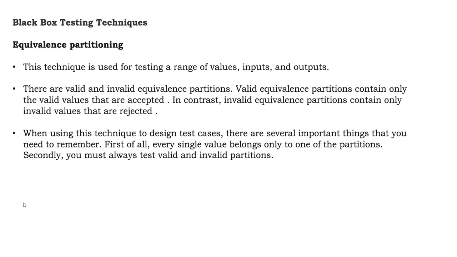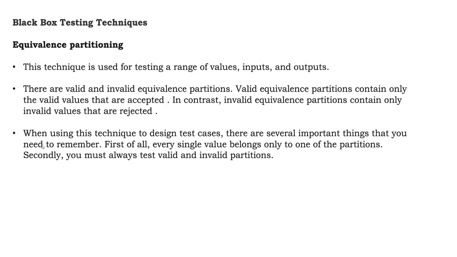So let's talk about black box testing techniques. The very first technique is equivalence partitioning. This technique is used for testing a range of values, inputs, and outputs. There are valid and invalid equivalence partitions. Valid equivalence partitions contain only the valid range of values that are accepted. In contrast, invalid equivalence partitions contain only invalid values that are rejected.